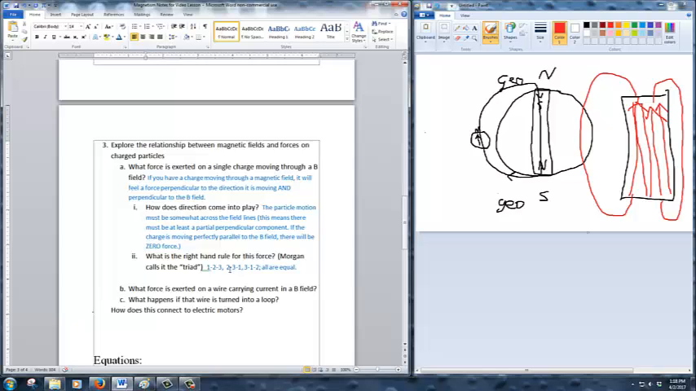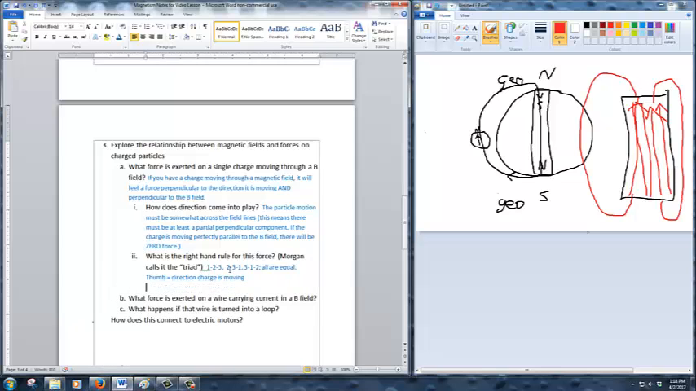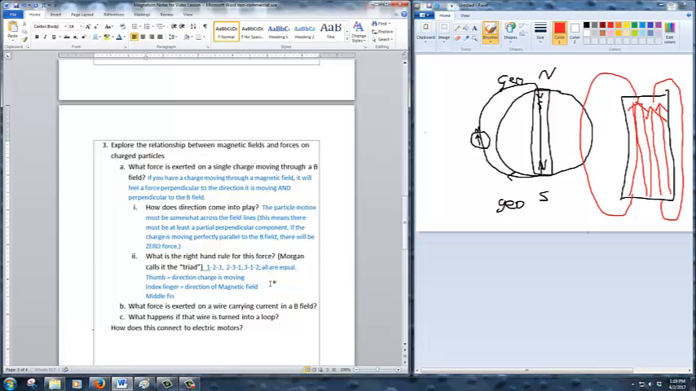The way that I personally do it is thumb equals direction the charge is moving. Then index finger equals direction of magnetic field. And then the middle finger equals direction of force. You could also say open palm faces direction of force.